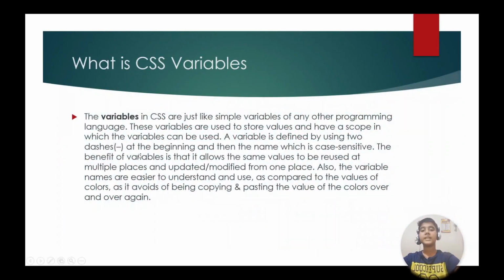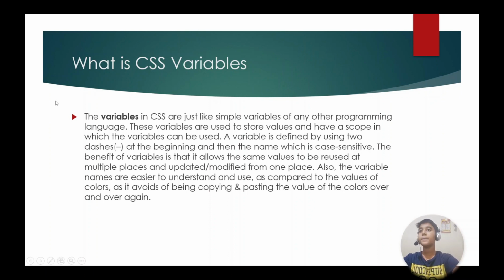So guys, basically in CSS, a variable is just like in any other programming language. These variables are used to store values and have a scope in which the variable can be used. This is very useful in CSS. If you want to add a background color in every single div and you're tired of that, you can just create a variable and write background color and the variable name. That's it. It will work like the normal one.